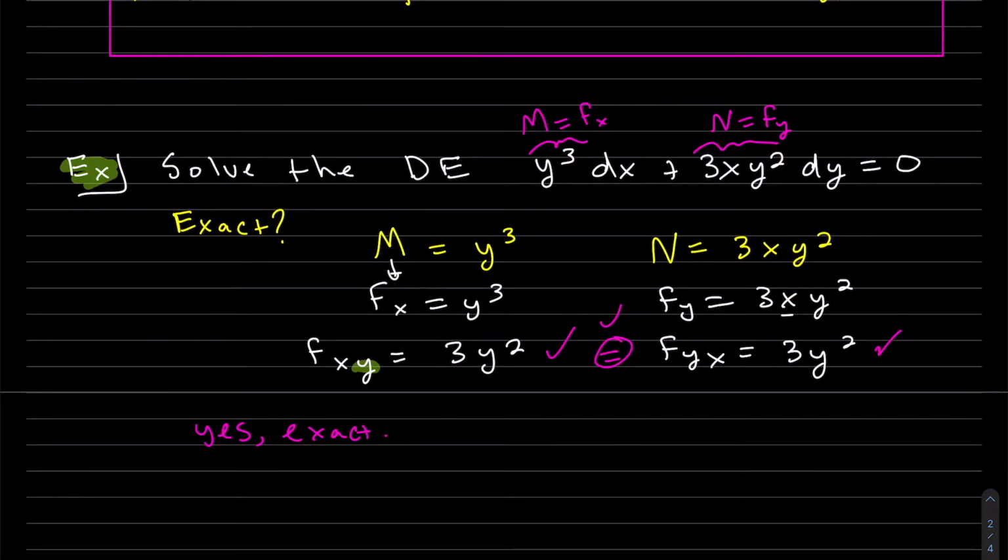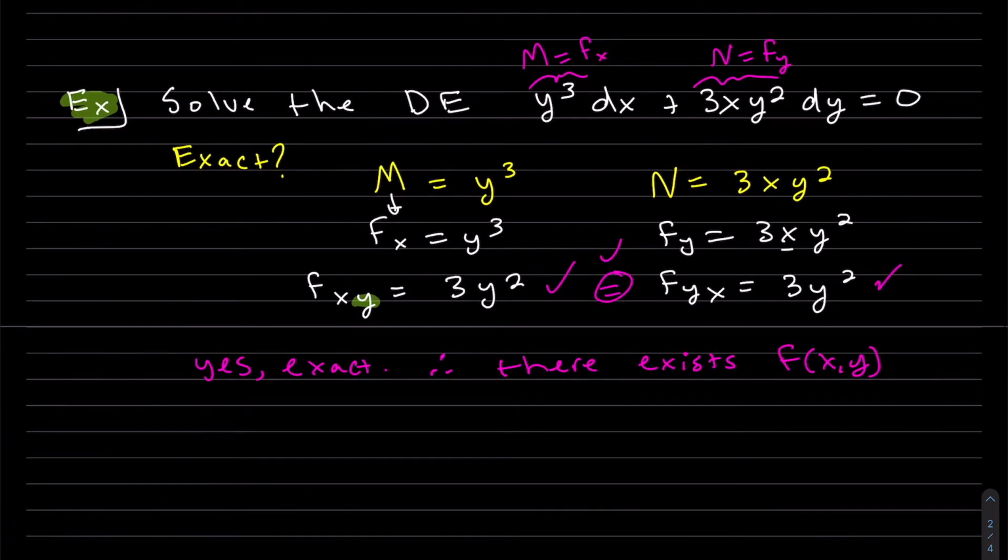So therefore, there exists a function, and we want to find it. So again, we just need to find f, which means that our solution will be f of x,y equals c.